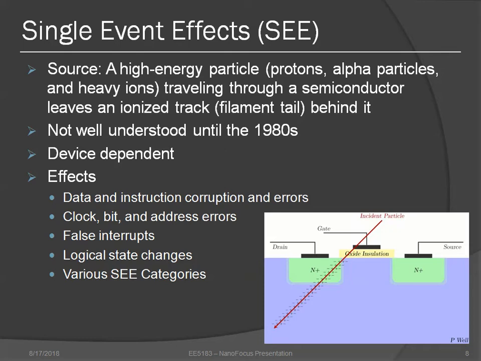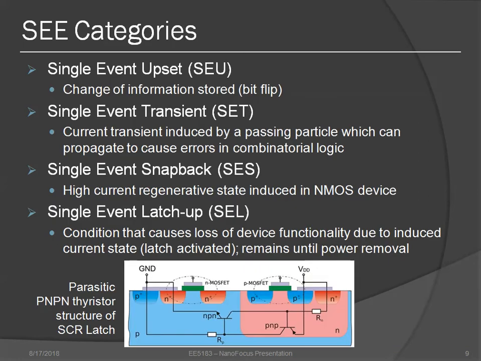And so SE effects can be categorized into many different types. We'll just briefly run through these so that you're cognizant of them. There's single event upset, which changes your information storage, so bit flip. Single event transients, which cause errors in your combinatorial logic. Single event snapback. Single event latch up, which as you know, the latch up is due to the parasitic PNPN thyristor structures.